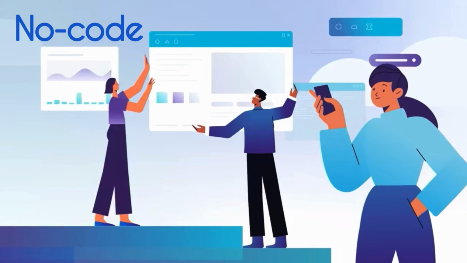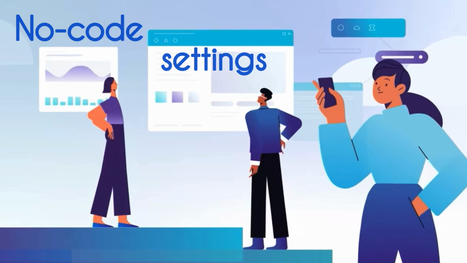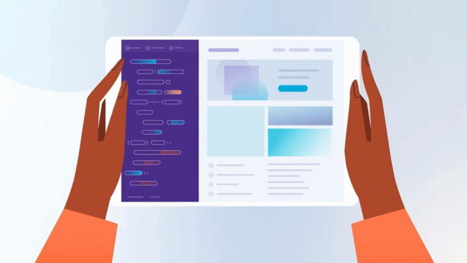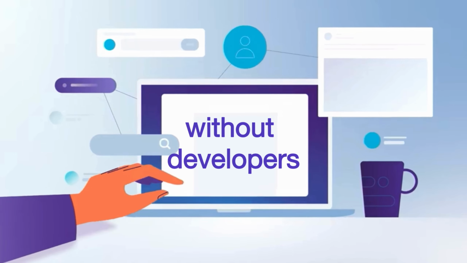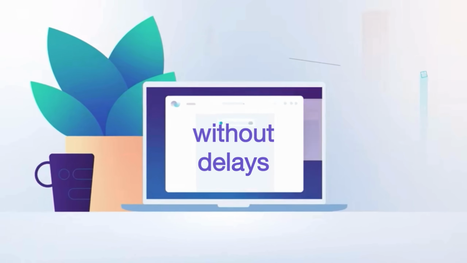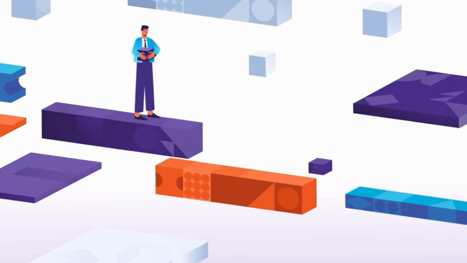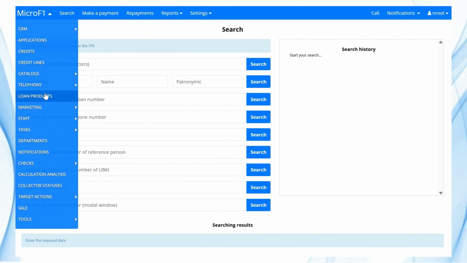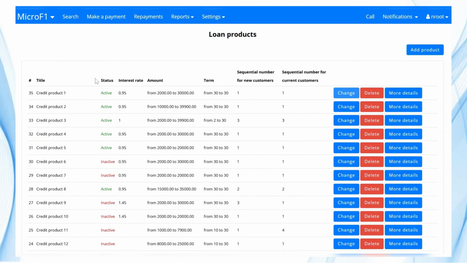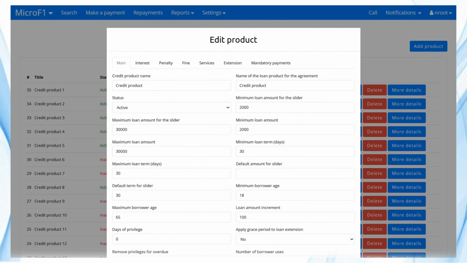Thanks to the no-code settings of the MicroF1 admin panel, you can create your own credit products independently, without developers, without unnecessary delays, and in just a few simple steps. In the Loan Products section of the admin panel, you can see the full list of credit products, their activity status, and all configured parameters.